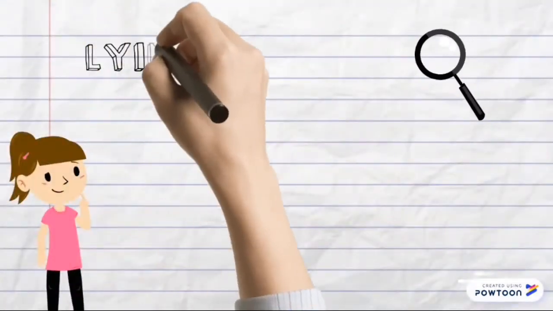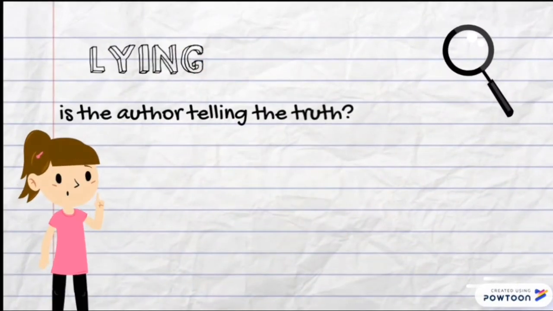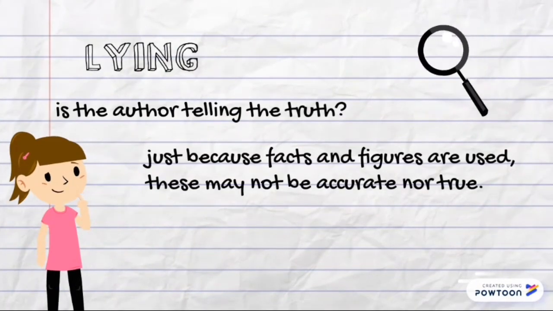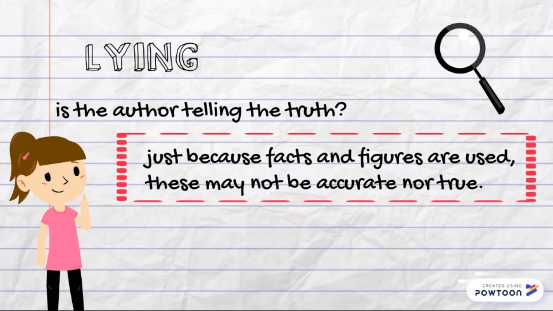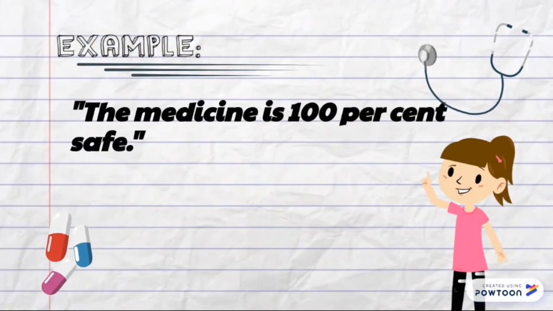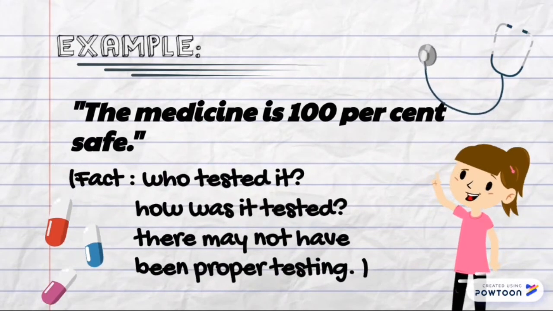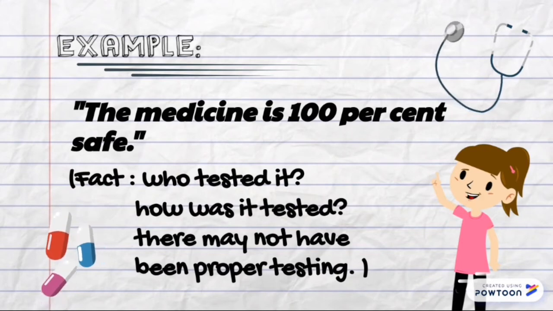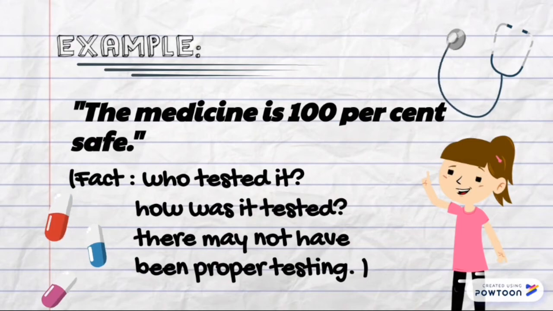Then, the next is lying. Is the author telling the truth? Remember, just because facts and figures are used, this may not be accurate or true. For example, there is an argument like this. Let's be critical by asking something like, who tested? And then, how was it tested? Because it may result in the claim being false.